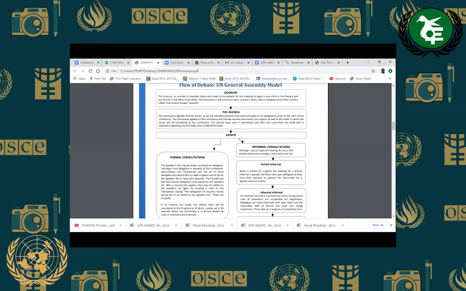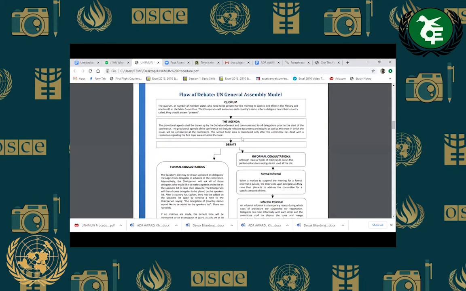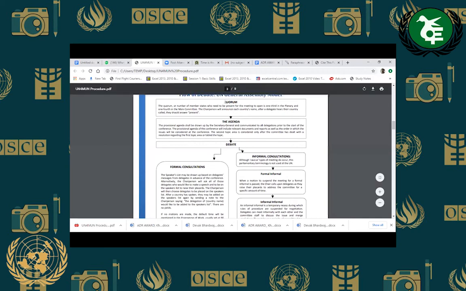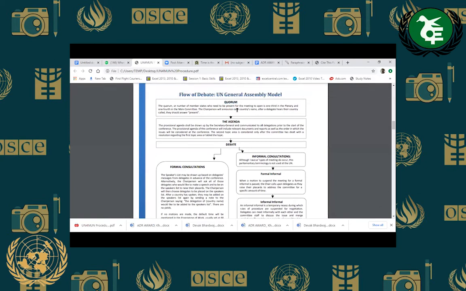So firstly, with respect to UN for One, I'll start with this chart, which is really self-explanatory and will help you understand. Firstly, we need the quorum of the committee. That is done by your roll call. We will call out the country's name, and you have to say whether you're present in committee or not.